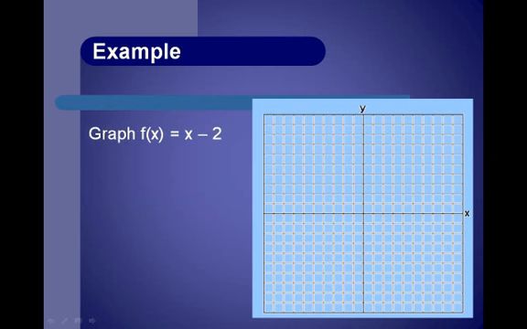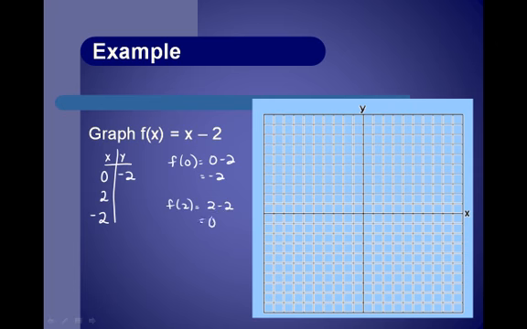Let's graph f of x equals x minus 2. To graph this, we're going to need some ordered pairs, so let's just pick some points. Let's let x be 0, let's let x be 2, and let's let x be negative 2. If we let x be 0, then f of 0 is 0 minus 2, which is negative 2. If we let x be 2, then f of 2 is 2 minus 2, which is 0.